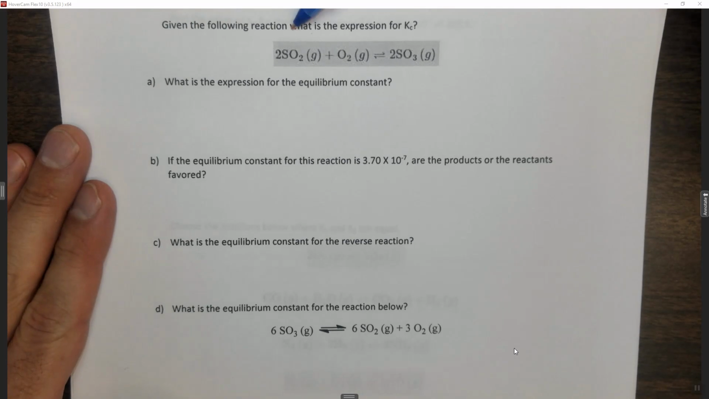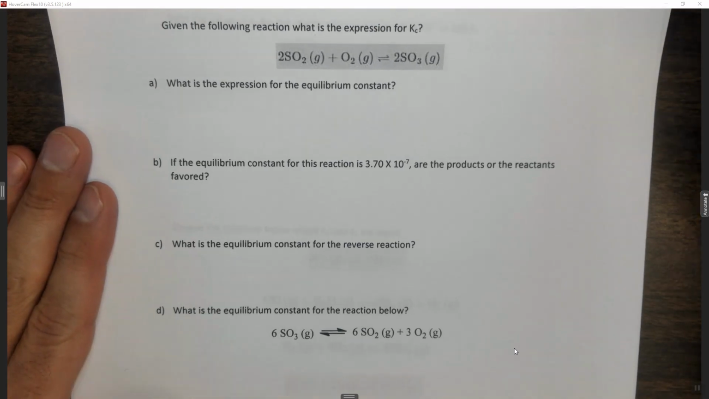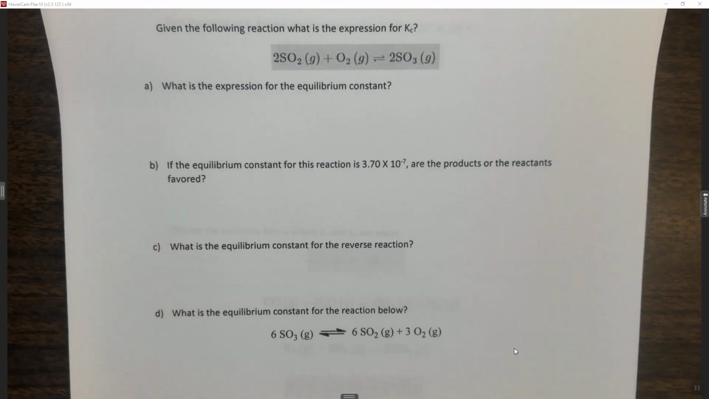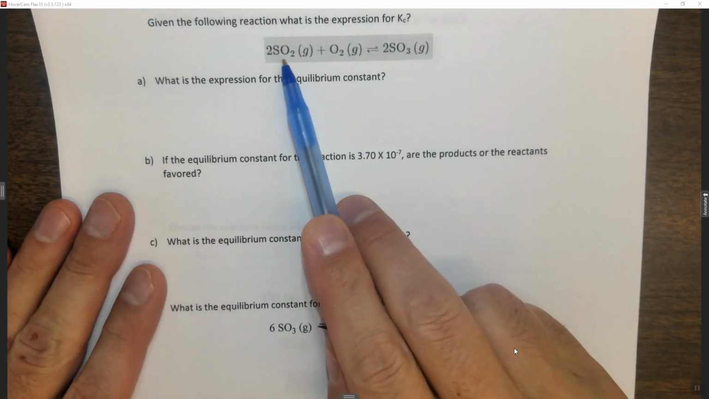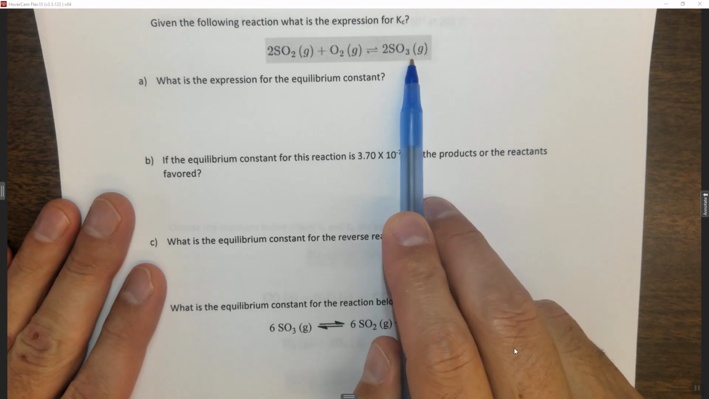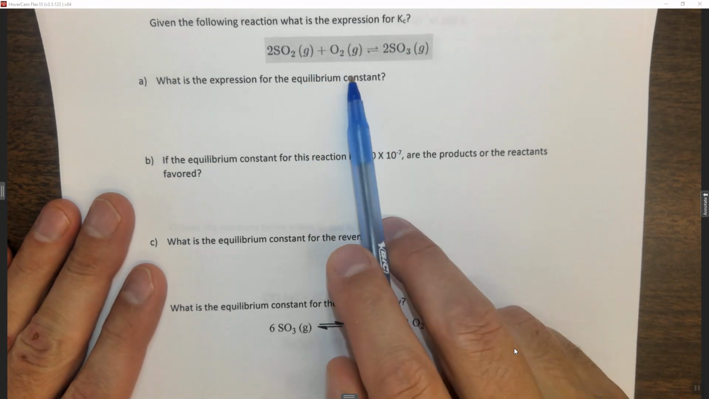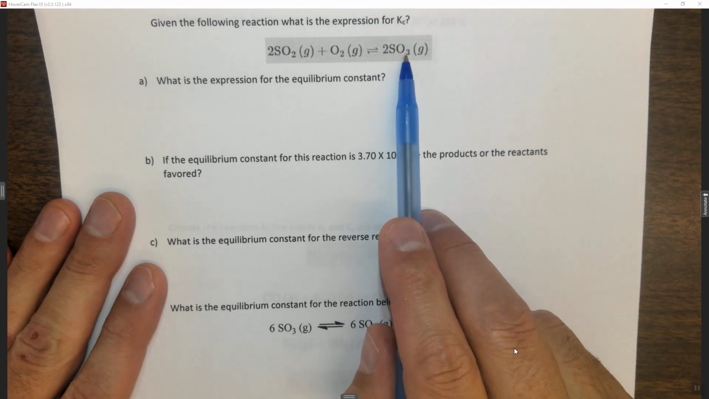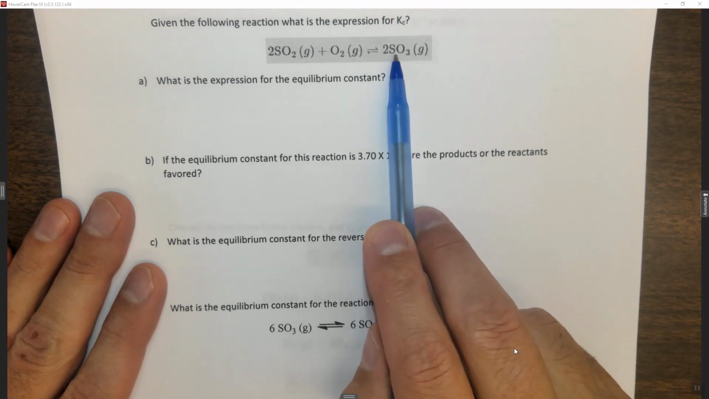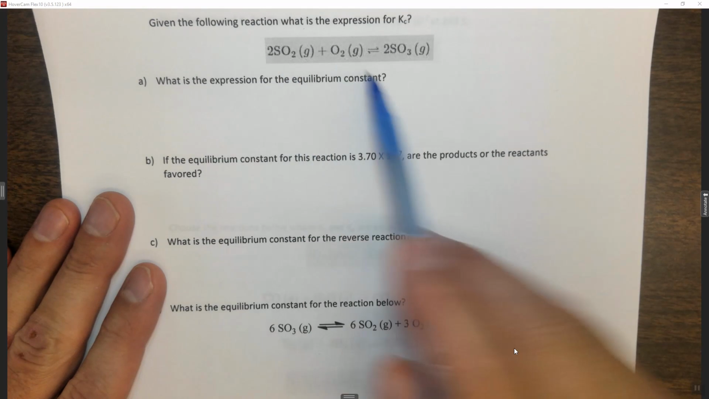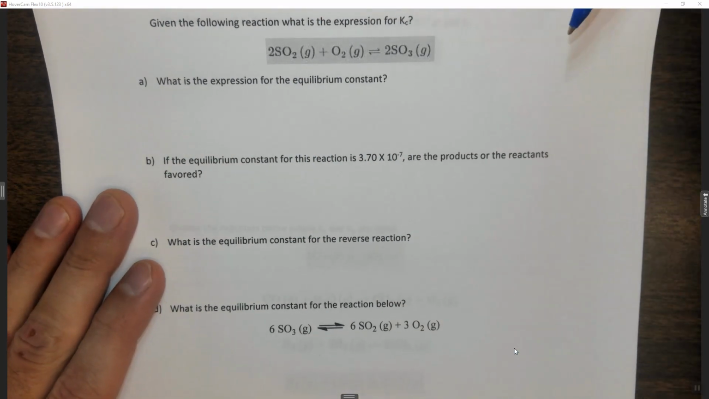The question says, given the following reaction, what is the expression for Kc? So Kc is products over reactants. Basically, what's happening at equilibrium is the rate of the forward reaction, the 2SO2 plus the O2 forming the 2SO3, the reaction going in this direction, towards the products, is the same as the rate of the reverse reaction, which is the 2SO3 breaking up into 2SO2 plus O2. So when these rates become equal, we have equilibrium.